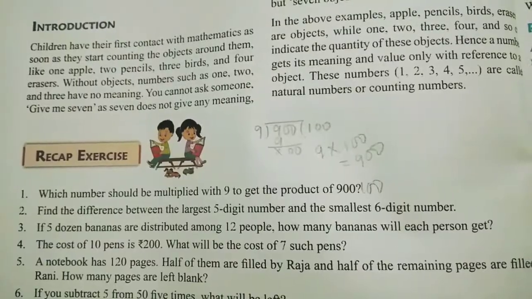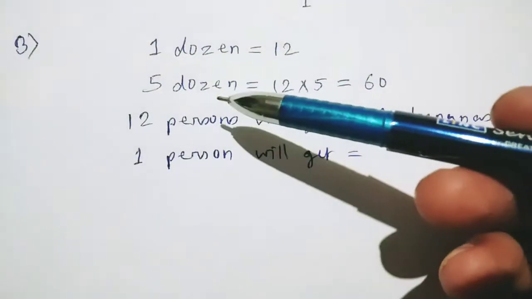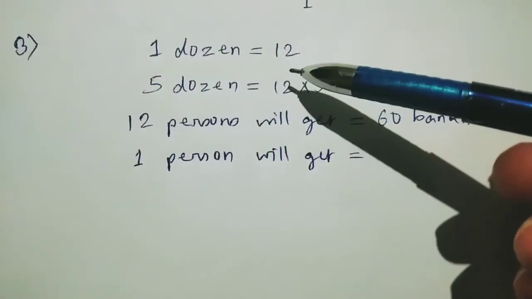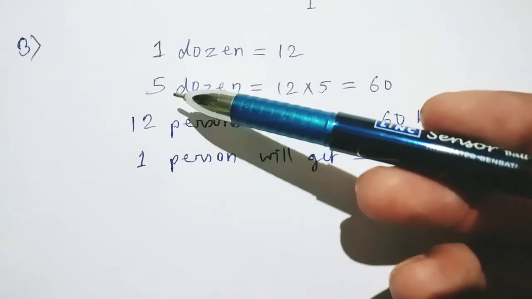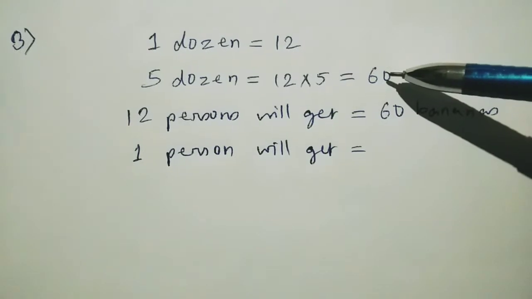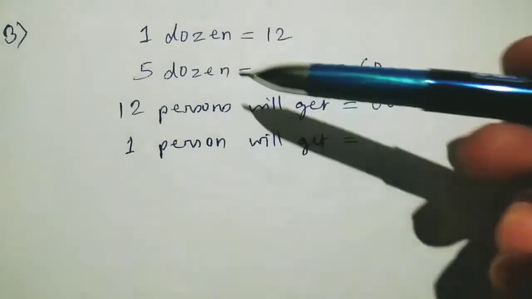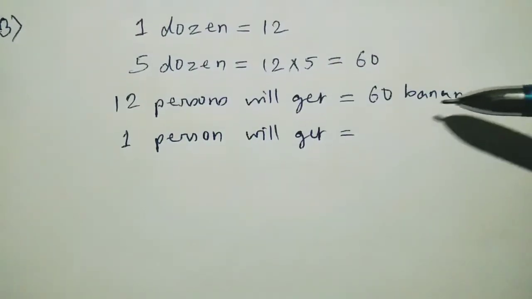Okay, let's do it. So students, you can see here 1 dozen equals 12. So 5 dozen equals what? You have to multiply 12 into 5. So whatever the number is here, you always have to multiply by 12. Okay. So 12 into 5 is 60. That means 60 bananas are there. 5 dozen means 60 bananas. So 12 persons will get 60 bananas.